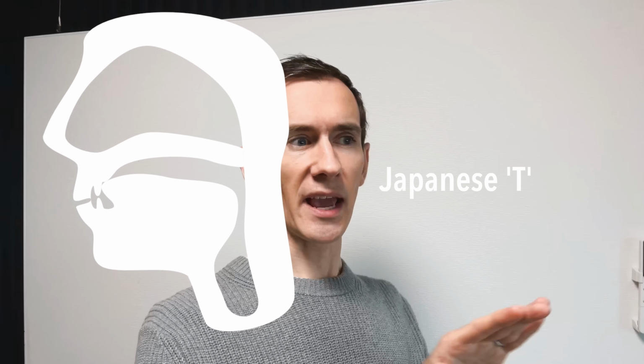In the Japanese T, the tip of the tongue comes in contact with the back of the upper front teeth, and then the blade of the tongue, so kind of the area just behind the tip of the tongue. If this is the tip of the tongue here, then the blade of the tongue is right here. The tip of the tongue is touching the back of the upper front teeth, and then the blade of the tongue is touching the alveolar ridge. So in that sense, the Japanese T has just a slightly more forward tongue position than the English T.